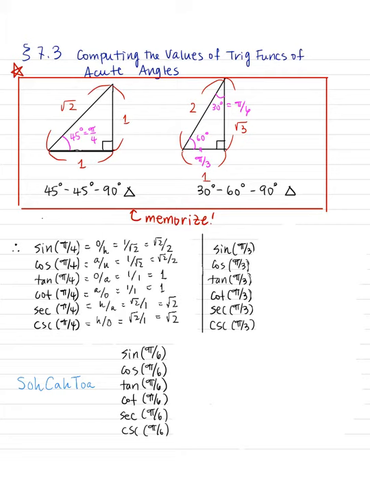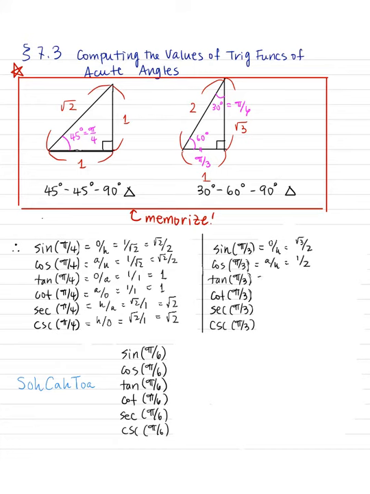Okay, we're going to do the same thing for pi over 3, which is 60 degrees. Okay, so let's get going here. Now, sine of pi over 3, sine is again opposite over the hypotenuse. So here what we're going to get is square root of 3 over 2. Cosine of pi over 3, cosine is adjacent over hyp. So here you're going to get adjacent side is 1, hyp is 2, so you're going to get 1/2.